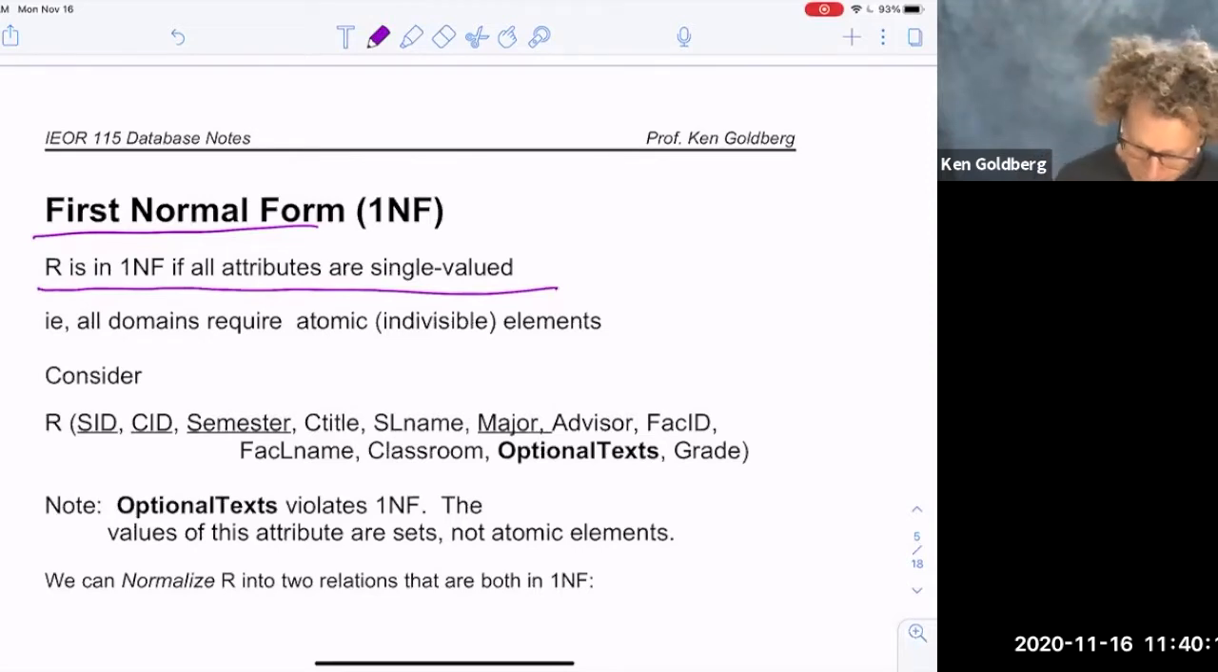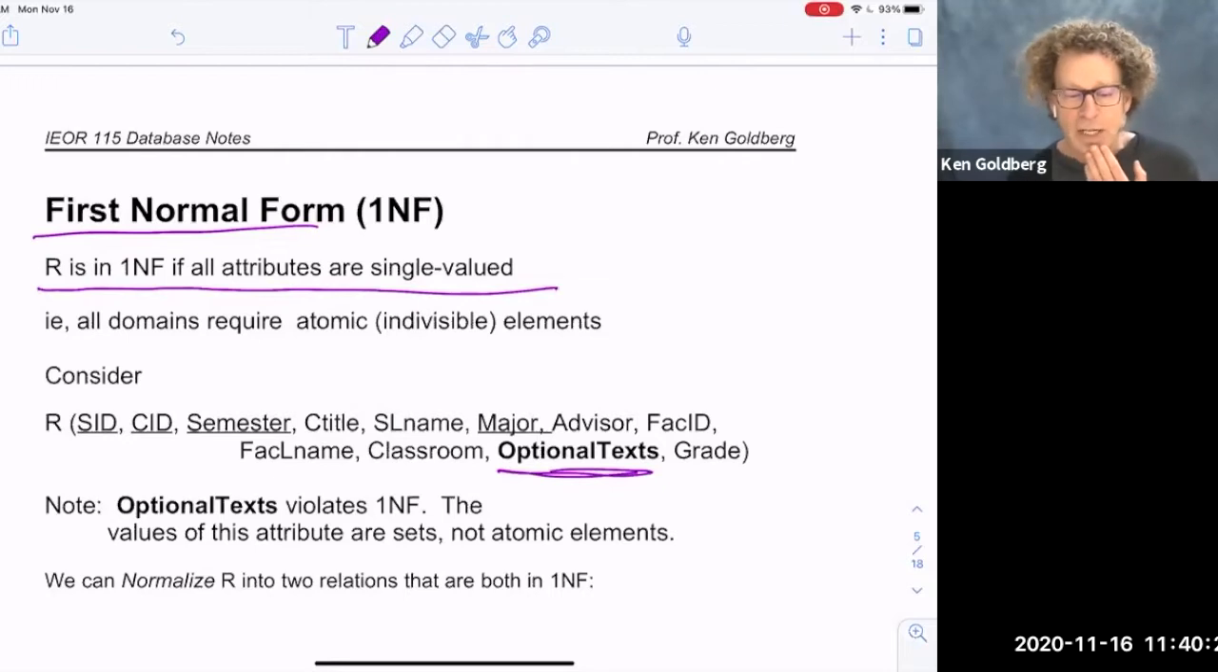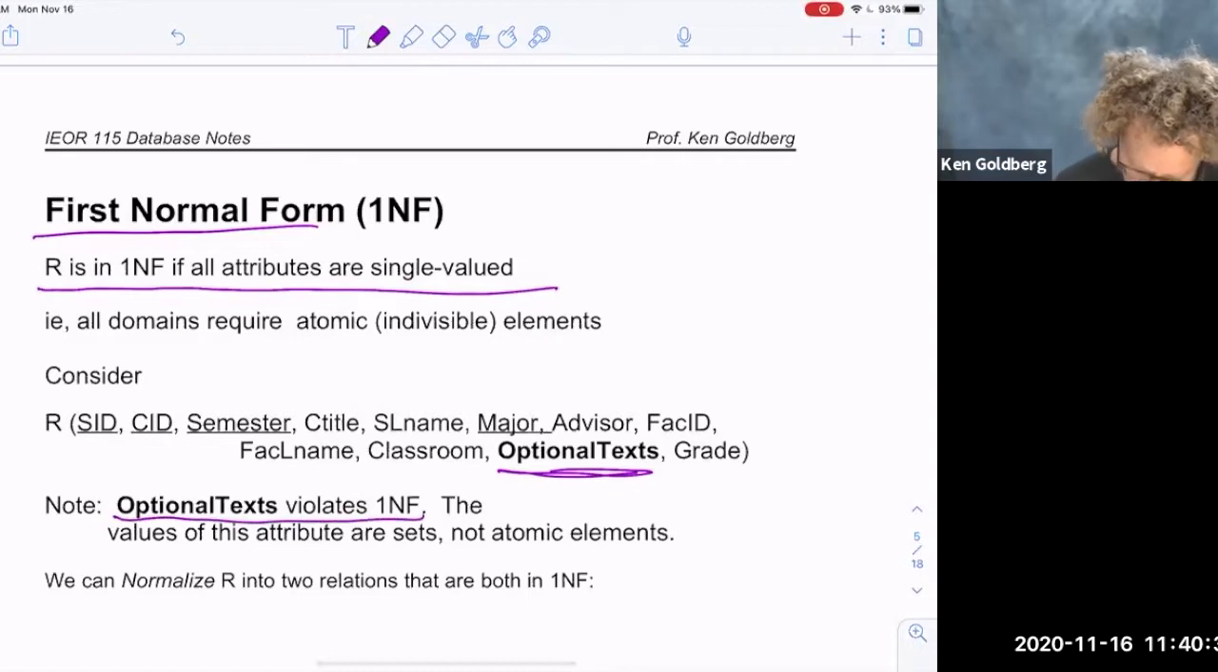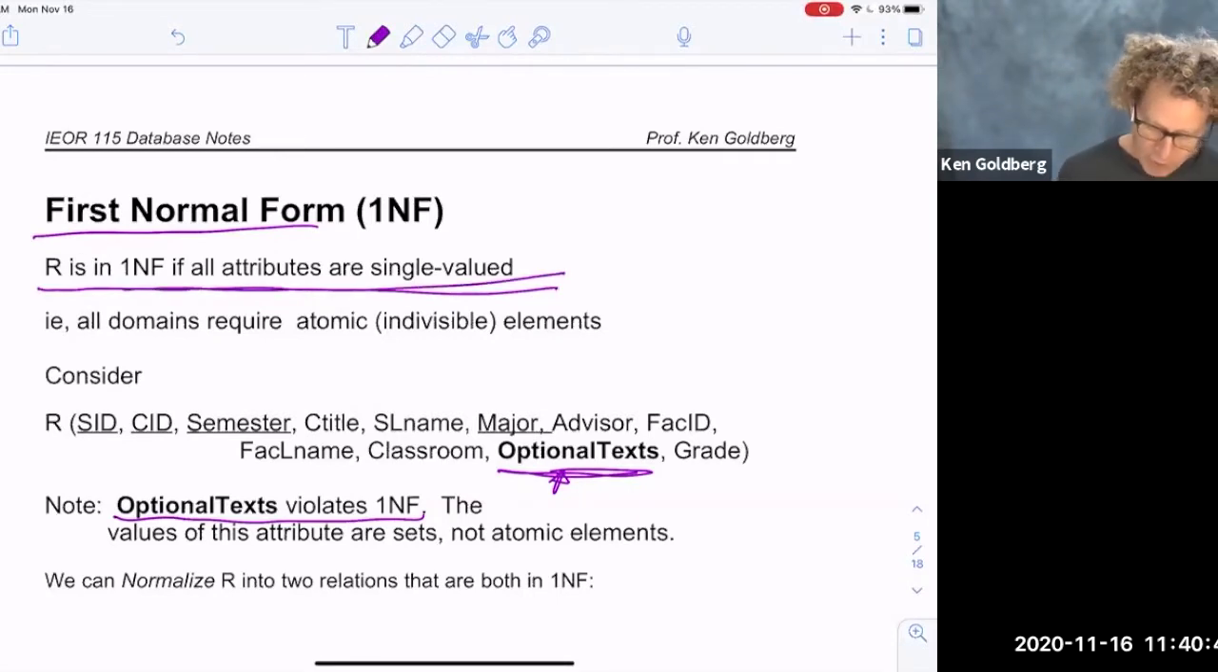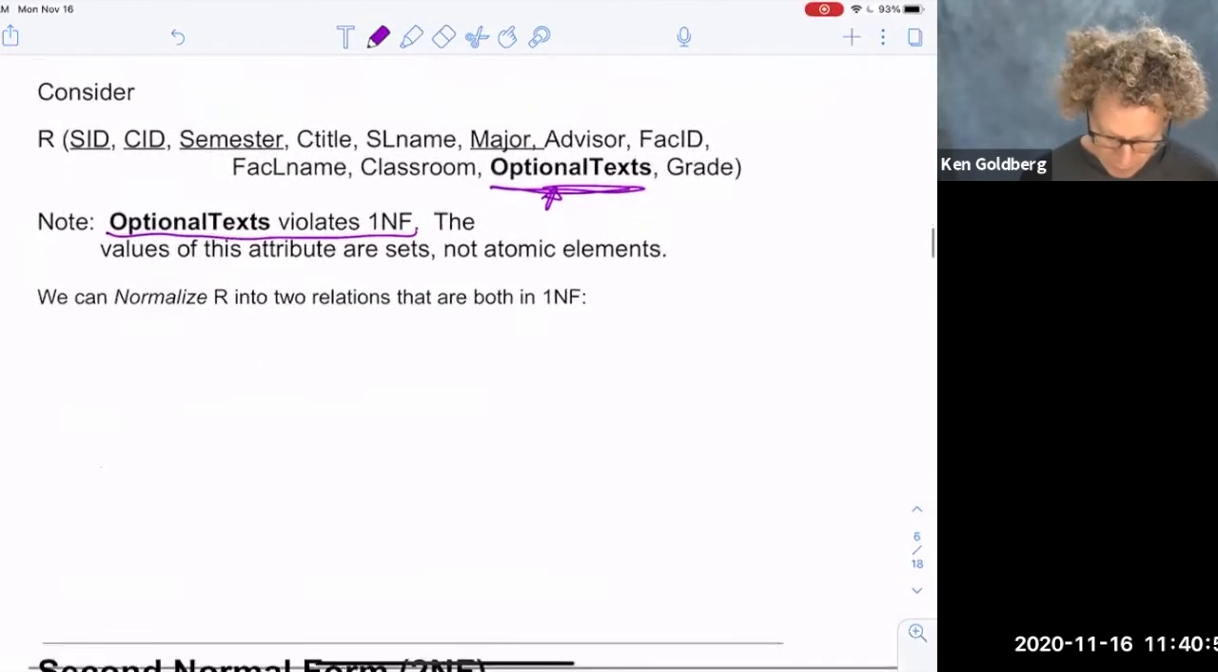The example here is the optional texts, right? That's a multi-valued attribute that somehow made it into my design. The language we use is that this whole thing violates first normal form because it has this offensive attribute in it that's not single valued. To be in first normal form, everything has to be single valued. The beauty of this is that we can learn how to normalize it into two relations that are both in first normal form. And we do that like this.